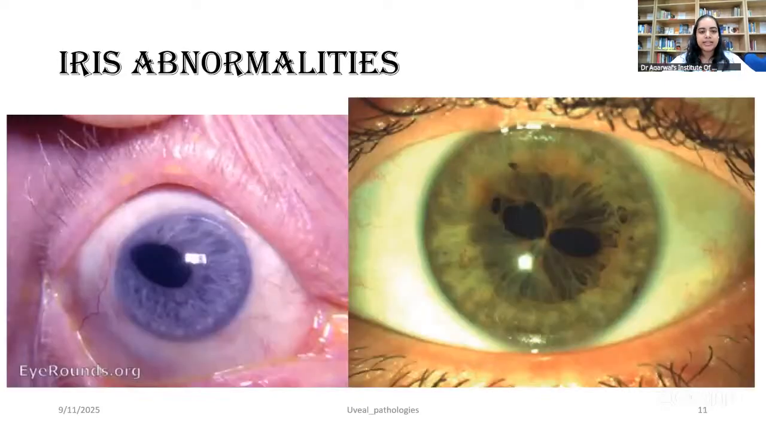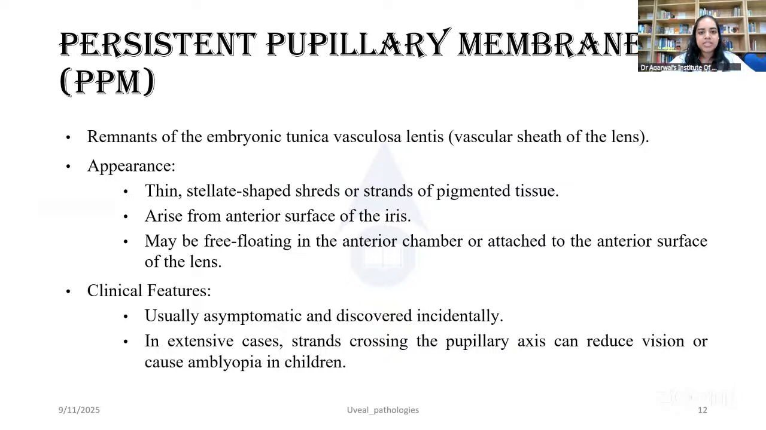These are the iris abnormalities. Persistent pupillary membrane: remains of the embryonic tunica vasculosa lentis, the vascular sheath of the lens. Appearance: thin stellate-shaped shreds or strands of pigmented tissue arise from the anterior surface of the iris, may be free floating in the anterior chamber or attached to the anterior surface of the lens. Clinical features: usually asymptomatic and discovered incidentally.